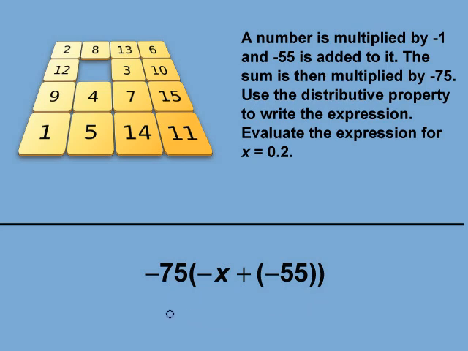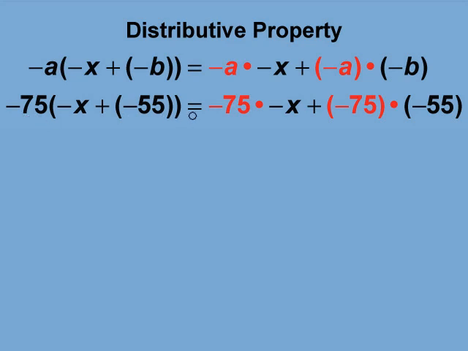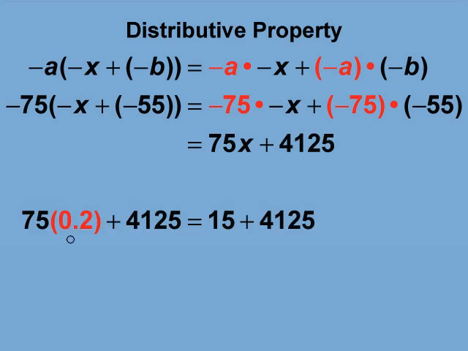This is the mathematical equivalent of this verbal expression. We now distribute negative 75 to both terms as shown here. The product of these two negative terms is positive, leaving 75x. The product of the negative terms here becomes positive, so we get 75x plus 4125. We evaluate this expression for x equals 0.2, as shown here. We get 15 plus 4125, or 4140.